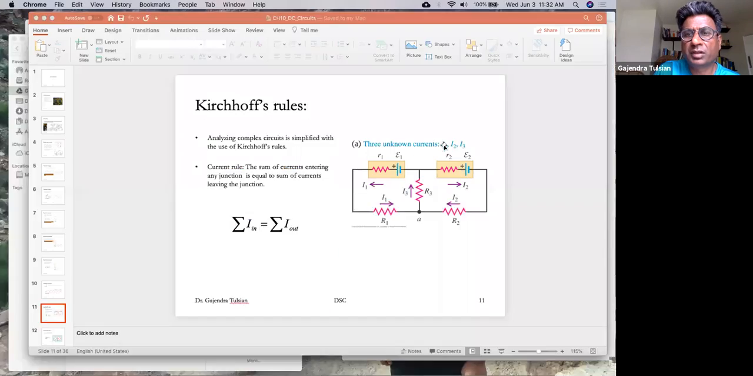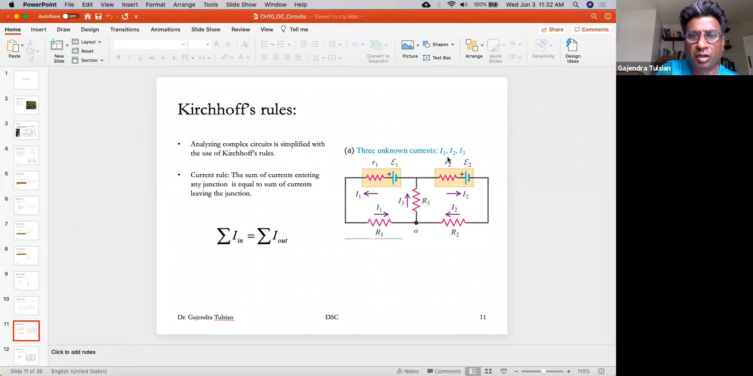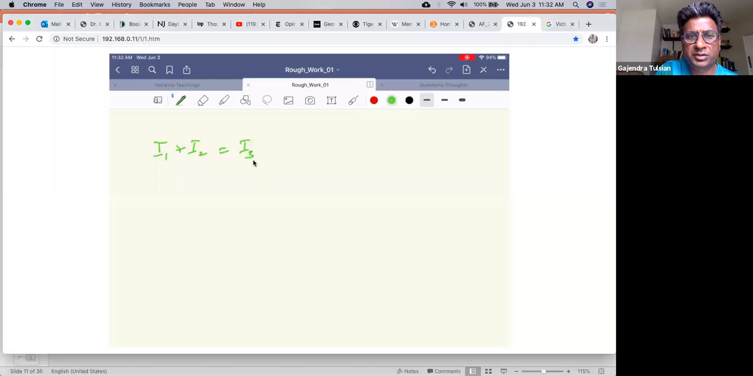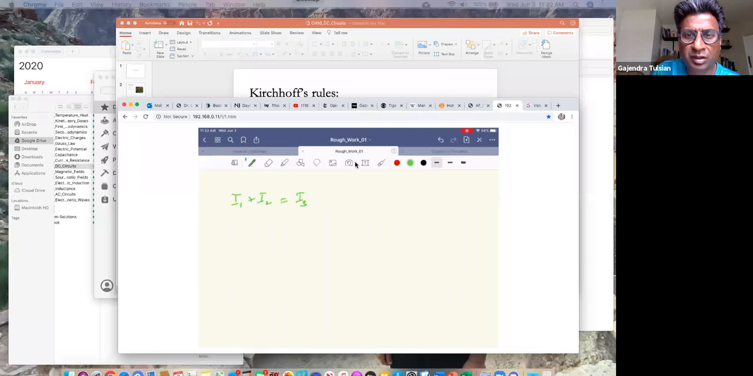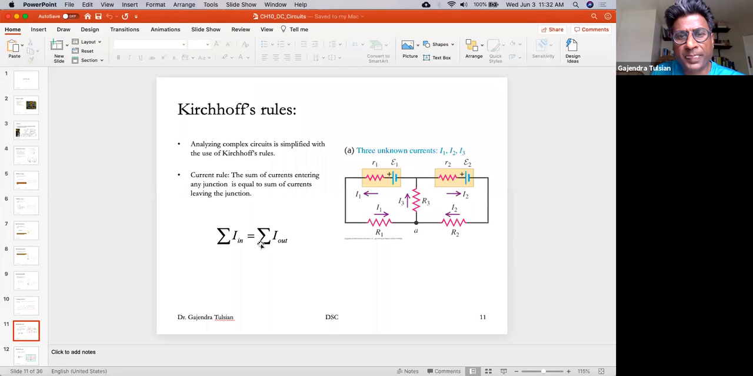So for this problem, you have 3 unknowns and you have 1 equation from the junction rule. Okay. Generally, you want to apply the junction rule first to get equations to solve for stuff. Okay. So that's the junction rule.